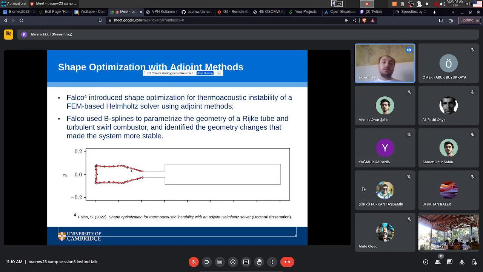The gradients with respect to the control points can be calculated using a single calculation with adjoint methods. Otherwise, we would have to move the control points each time by finite difference method, so we would need to repeat the calculations, for example, 30 times because I have 30 points. But using adjoint methods, I use only one calculation to calculate the gradients of the eigenvalue with respect to these shape changes very quickly.